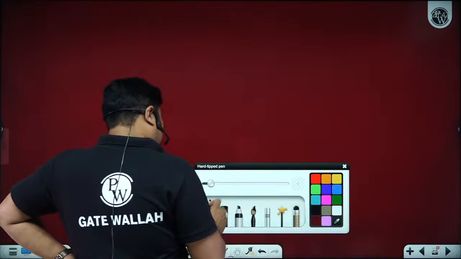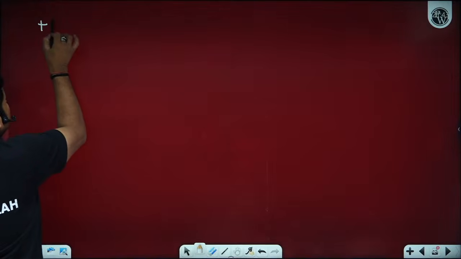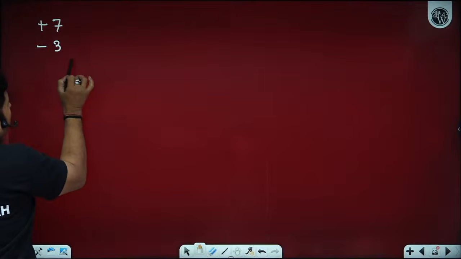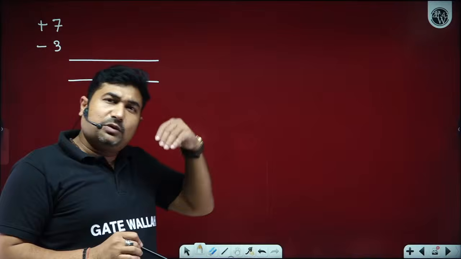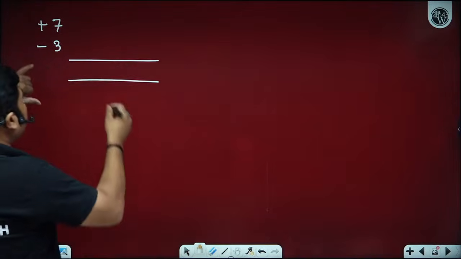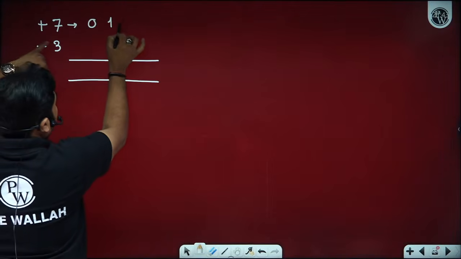Once again, please observe. Can we deal with a positive and a negative number? Suppose we have plus 7 and minus 3. How do we perform plus 7 and minus 3? Now please observe, we can only do the addition. Subtraction will be done automatically. In 2's complement sign magnitude representation, 7 can be represented as 0, 1, 1, 1.